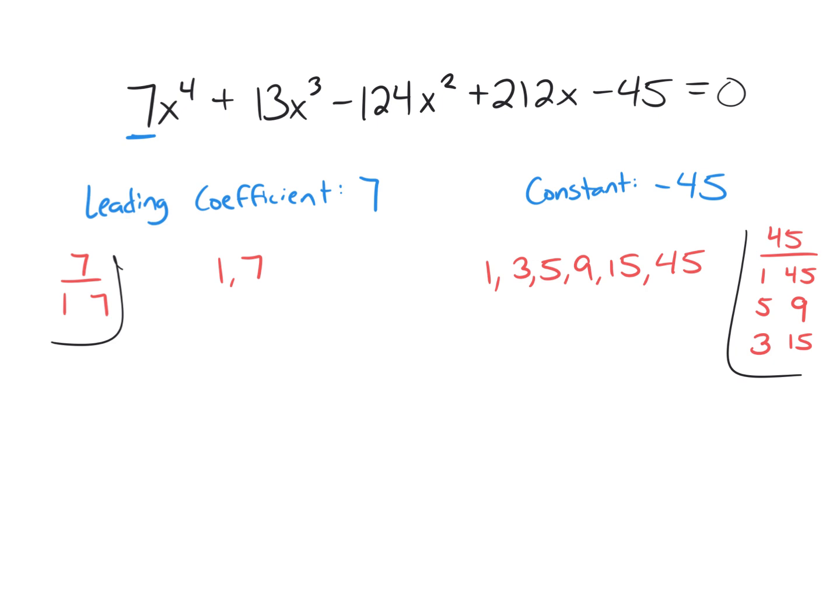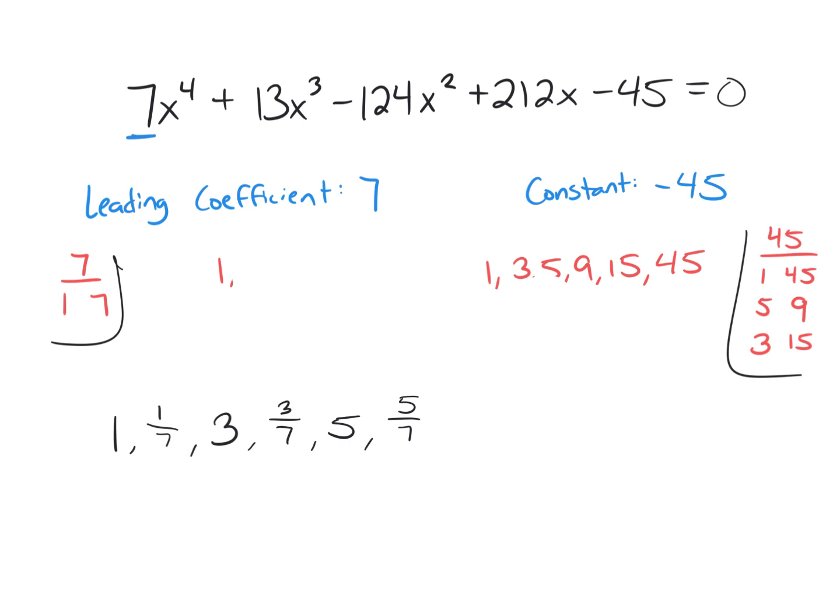I start doing the division, right? What do I start with? 1 divided by 1 is 1. 1 divided by 7 is 1 over 7. Now we do that process until what? We go through all of them. 3 divided by 1 is 3. 3 divided by 7 is 3 over 7. What's the next number? 5. 5 divided by 1 is 5. 5 divided by 7 is 5 over 7.